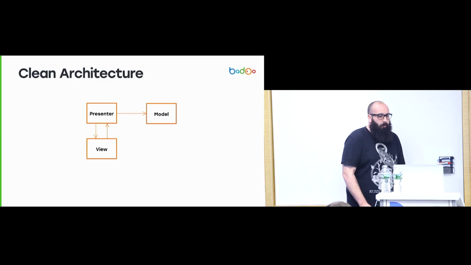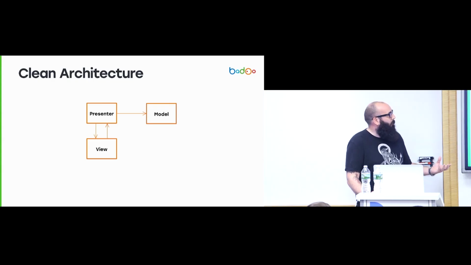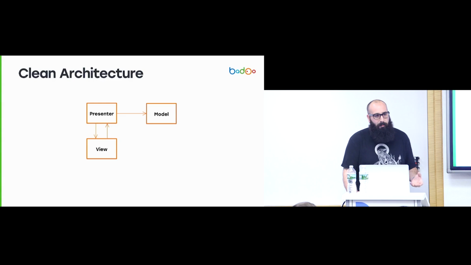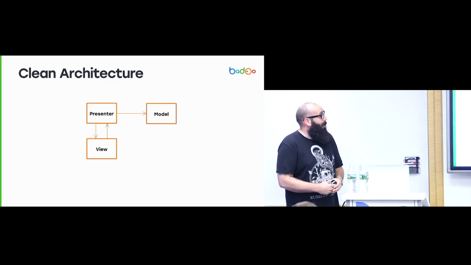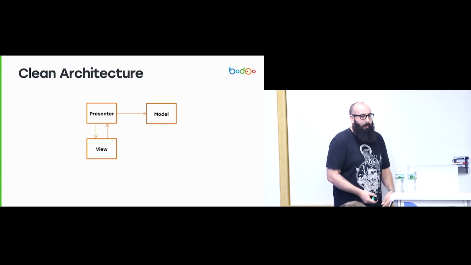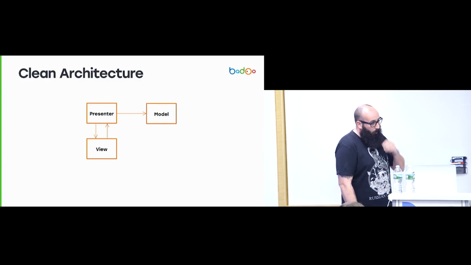One thing that I do see is people talk about MVP as an application architecture, and it's not, because you end up with this model, and the model is basically the rest of your application. It's a great way of doing presentation, but it's not a great way to architect your app around. However, if you are using MVP, it's easy to move to clean architecture because you already have your view logic separated.